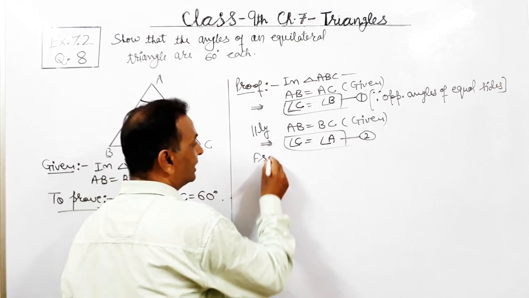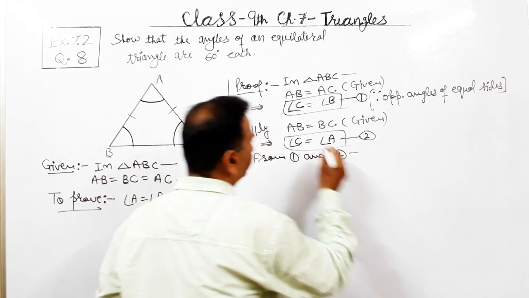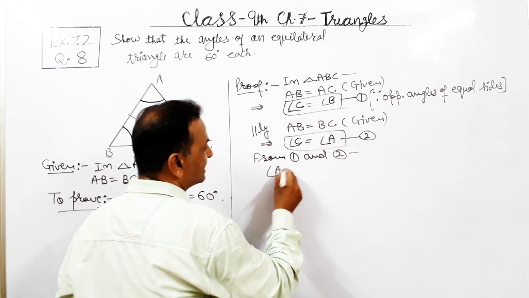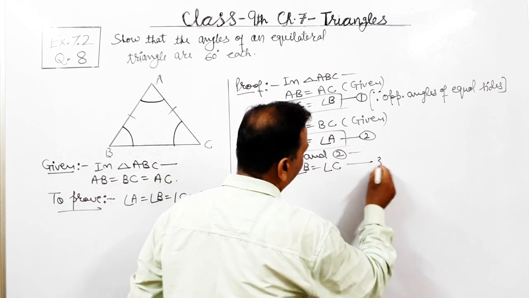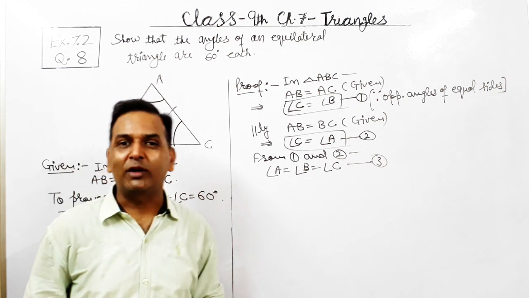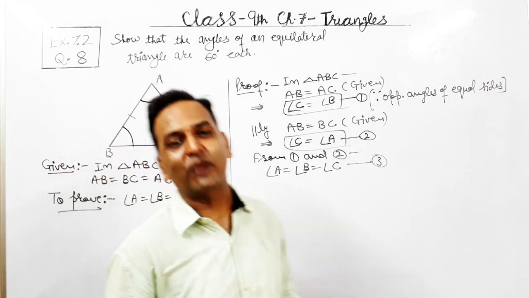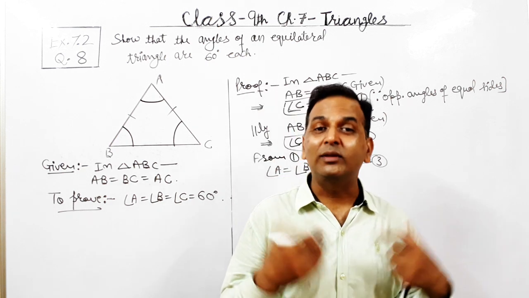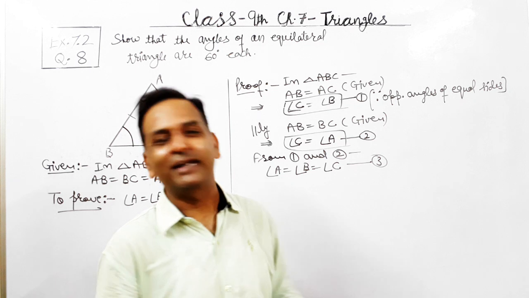So from result number 1 and 2, what can be written? All of these three angles, that is angle A equals angle B equals angle C, and we can give it result number 3. All the three angles are now equal to each other. And now we are going to use the angle sum property of triangle, according to which the sum of all the three angles of any triangle is always equal to 180 degrees.